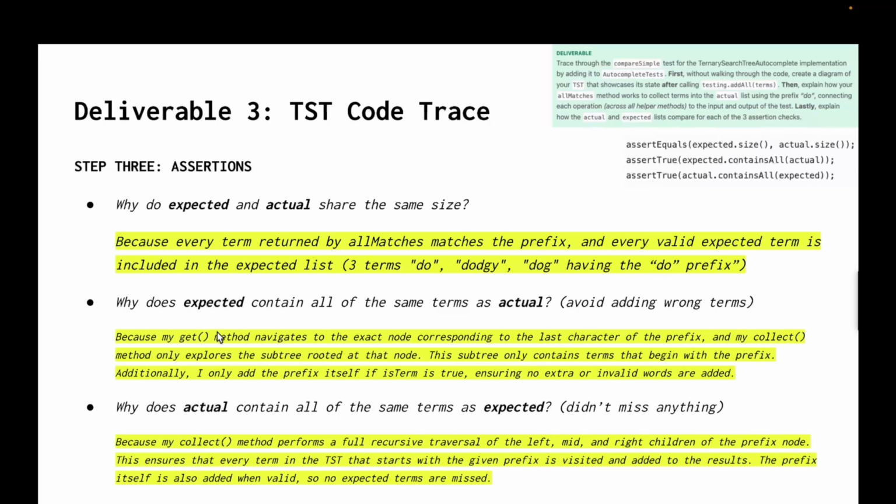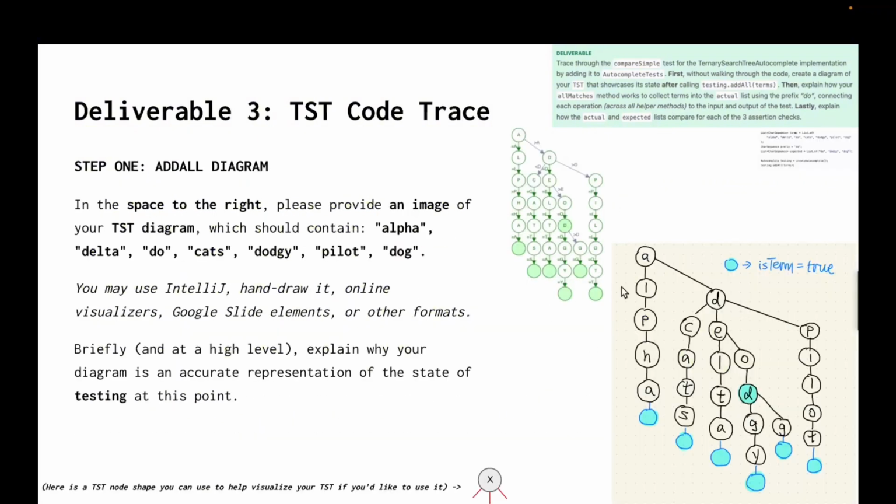My get method will navigate to the exact node corresponding to the last character of the prefix. So in this case, O in the prefix of do. So if we go back to this diagram, my get method would navigate to here. So at this state, the prefix is do, and then my collect method would only recursively explore this subtree. So we will not touch any of the other trees that have wrong or invalid terms.